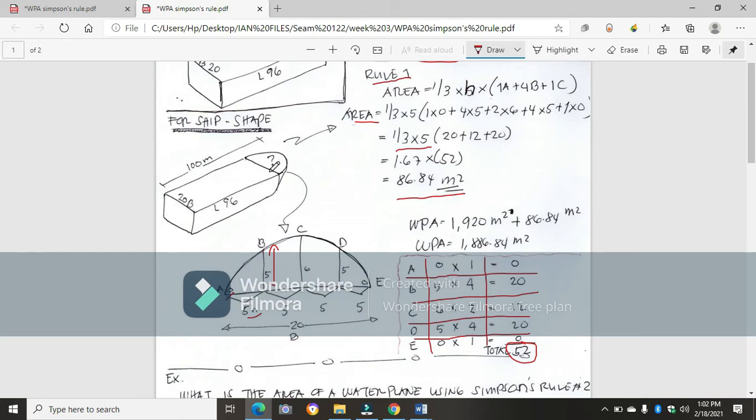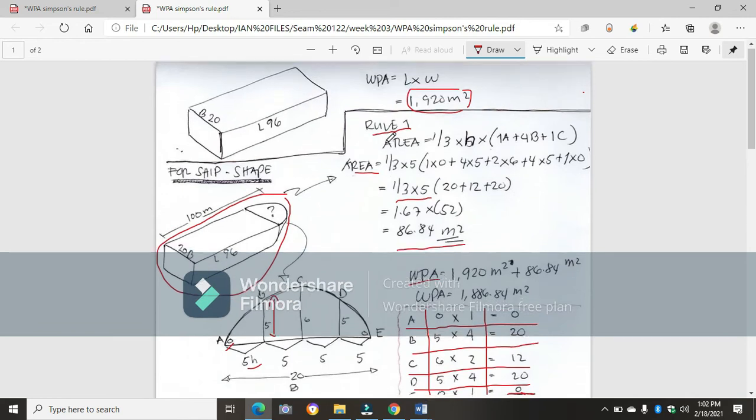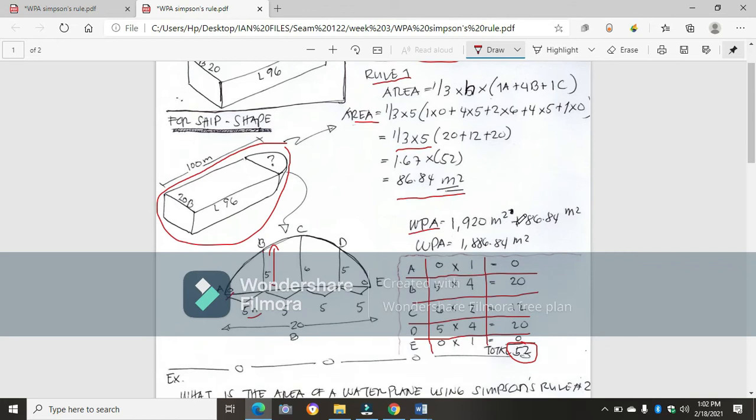Since we already know the area of the perfect rectangle, we will add it so that we can determine the whole water plane area of the vessel. The water plane area of the perfect rectangle, as you can see here, is 1920 square meters. We will add 86.84 square meters. So the total is 1886.84 square meters.